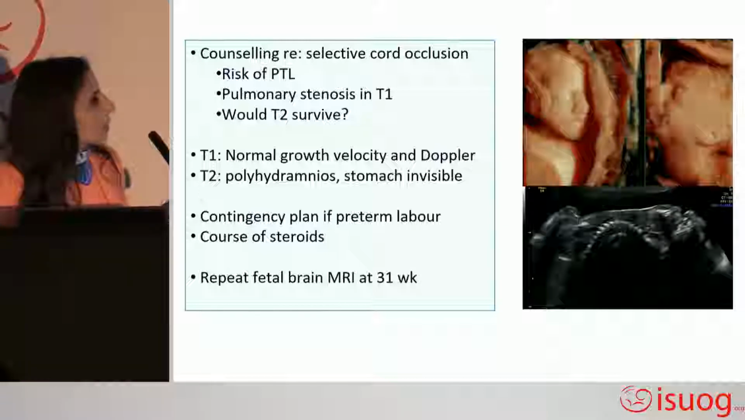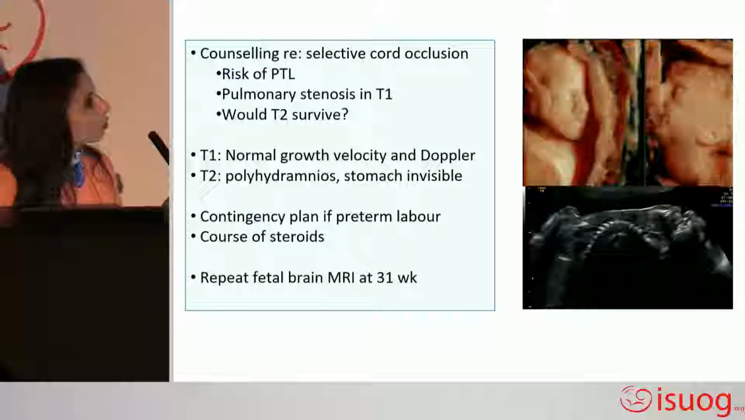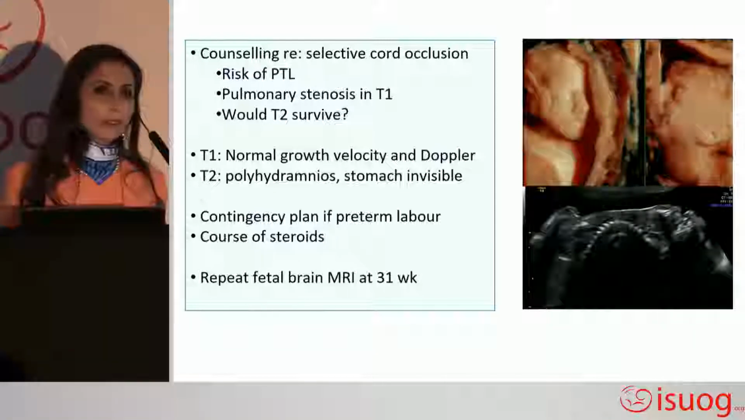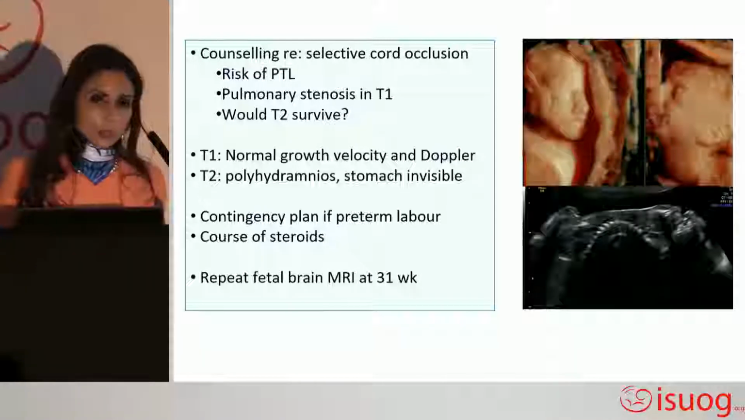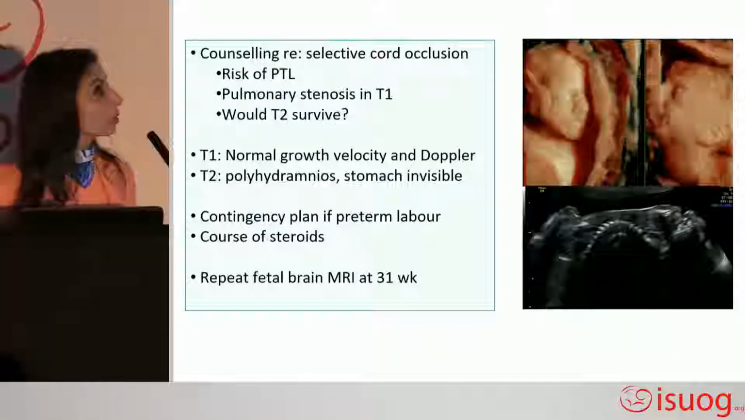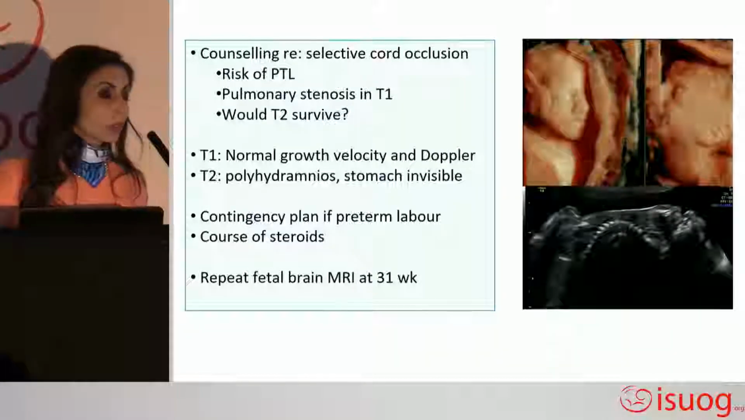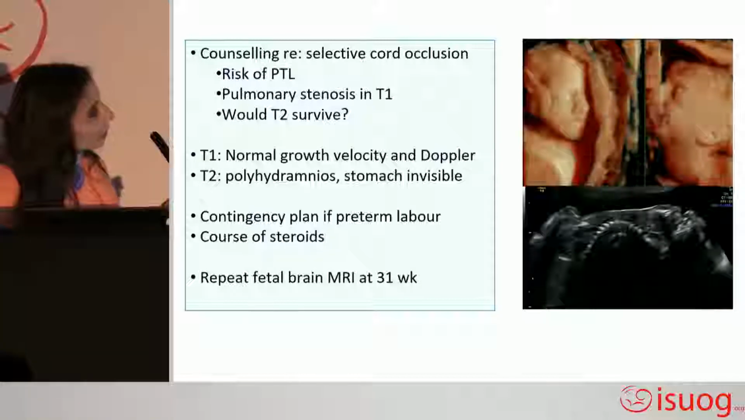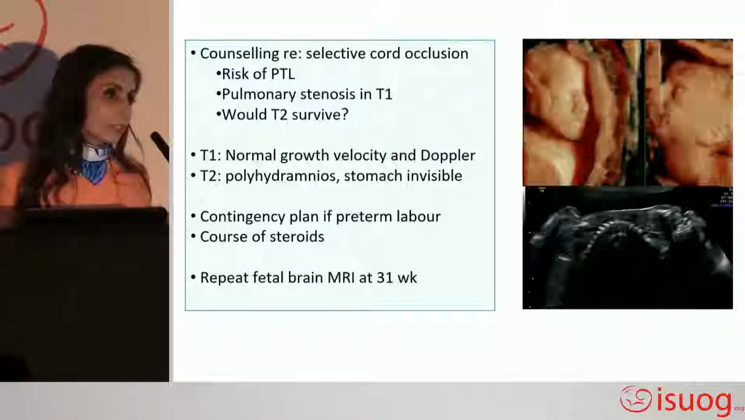At the follow-up scans, twin one, the one with the heart problem, was fine, and twin two, the one with the very abnormal posture and very abnormal brain, started developing polyhydramnios. And why would this baby develop polyhydramnios? Because it's not swallowing. You're absolutely right, and therefore we could not really see the stomach. And therefore, when you have polyhydramnios, obviously her risk of preterm delivery is also high.